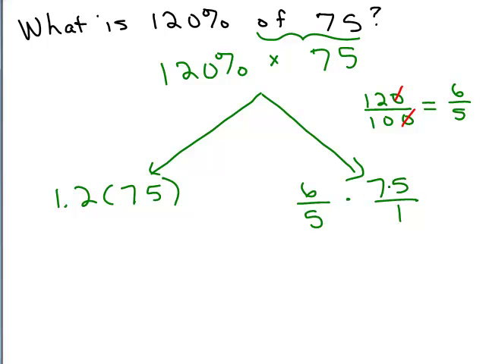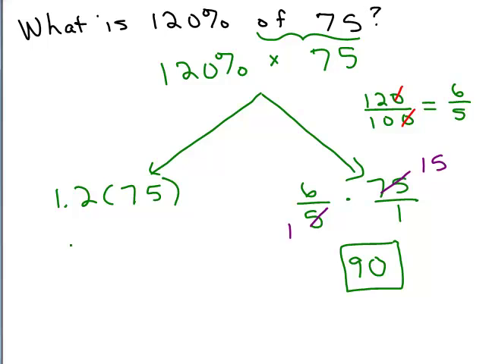All right, now I like doing it with the fractions because I'm pretty good at canceling here. 5 goes into 75 15 times. So I'm going to cancel. And that will give me 6 times 15 over 1, which will just be 90 over 1 or 90. If you get out your calculator or you do it longhand, you do 1.2 times 75, you'll also get 90.